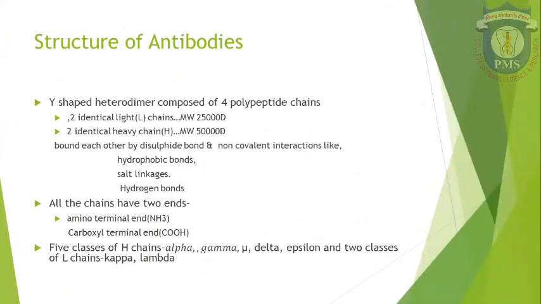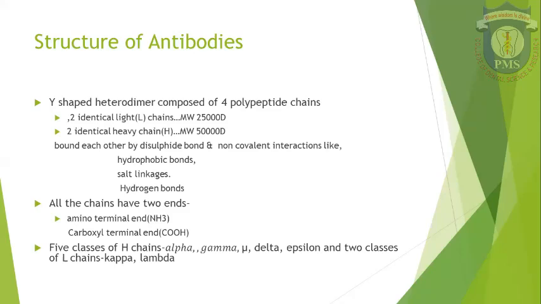Next we will discuss the structure of antibodies in detail. Antibodies are Y-shaped heterodimers composed of 4 polypeptide chains. They have 2 identical light chains with a molecular weight of 25,000 daltons and 2 identical heavy chains with a molecular weight of 50,000 daltons. These chains are bound to each other by disulfide bonds and non-covalent interactions like hydrophobic bonds, salt linkages and hydrogen bonds.